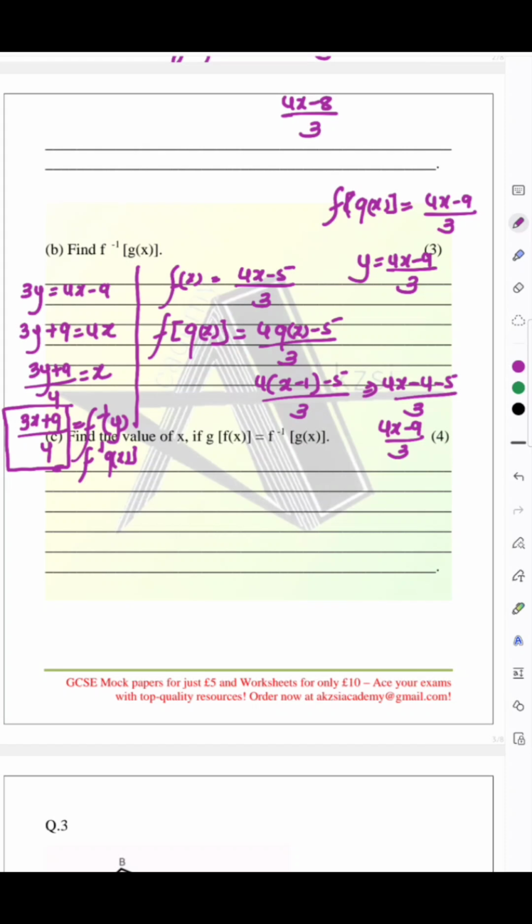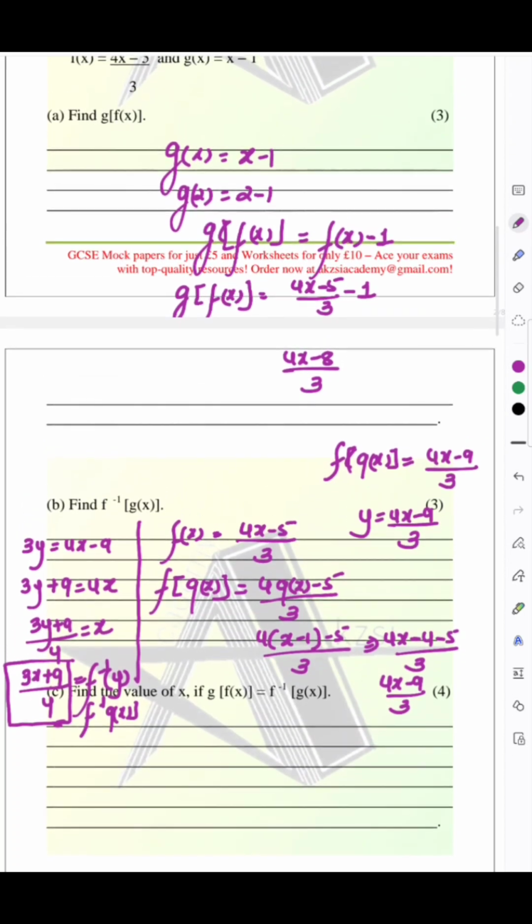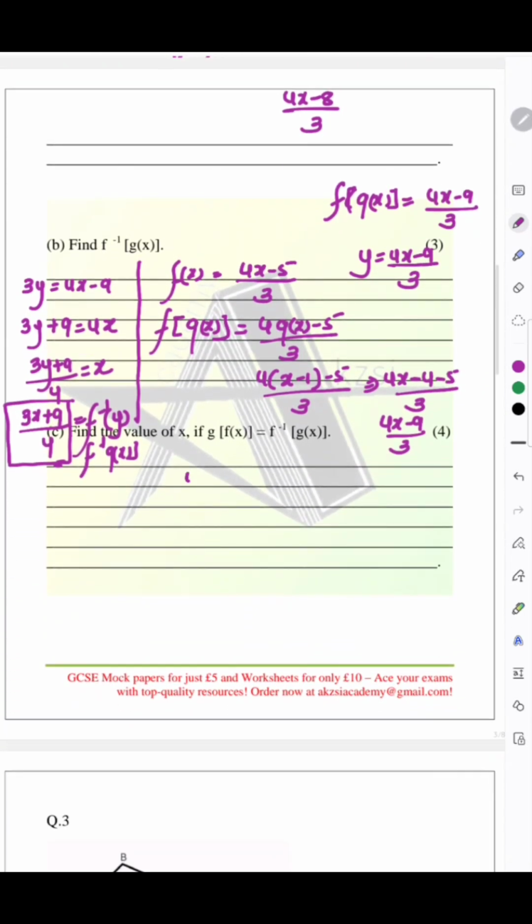Find the value of x if g of f of x equals f inverse of g of x. So g of f of x we have calculated as (4x minus 8) over 3, and f inverse of g of x we have calculated as (3x plus 9) over 4. Because the LCM of 3 and 4 is 12, multiplying both sides by 12, it will give me 4 times (4x minus 8), and this will be 3 times (3x plus 9). Or we can say by cross multiplying, it will go up there, it will go up there. They all mean the same. It will give you 16x minus 32 equals 9x plus 27.